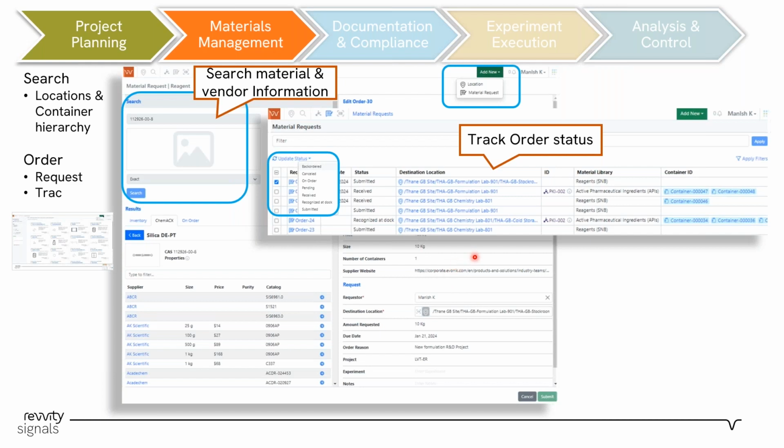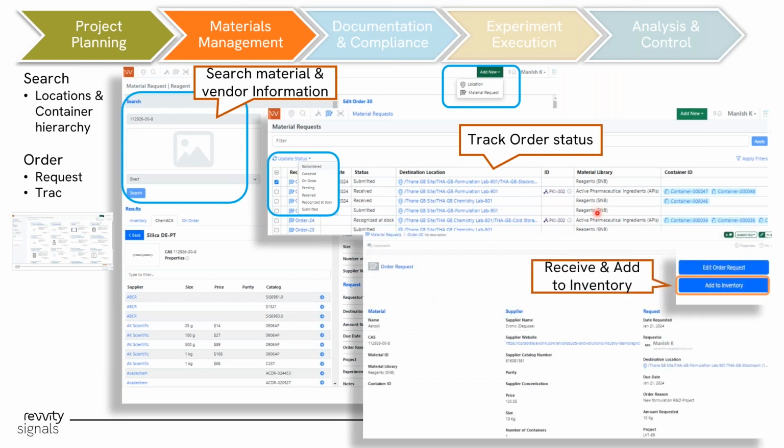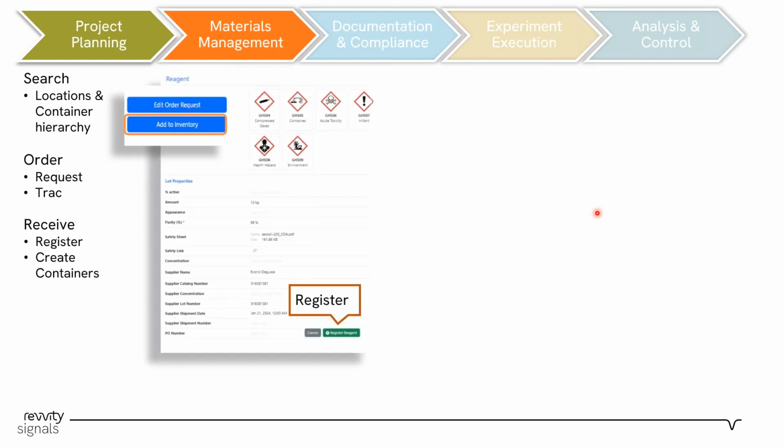Once the order is placed, you can even track those order status, whether it has been received, and once it is received, can get acknowledged and added to inventory. So even when you add to inventory after receiving, you check if that material is already present in the lab or it's a new material. So you go through the registration process where software can help you in assessing the duplication or creating lots and batch for that particular material.